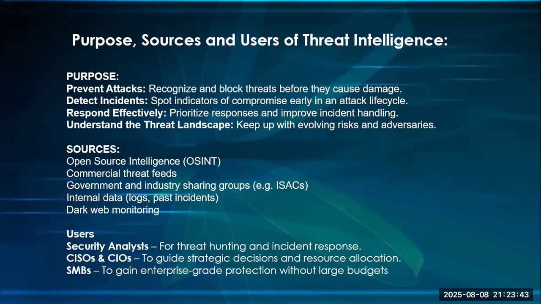So people won't want to do business with you, and you're going to lose a lot of business and money. So you don't want that. You need to prevent attacks, then detect incidents: spot indicators of compromise early in an attack life cycle. We talked about the life cycle earlier, so you need to make sure you spot indicators of compromise early in any of the life cycle stages that we have. Then respond effectively, prioritize responses, and improve incident handling.